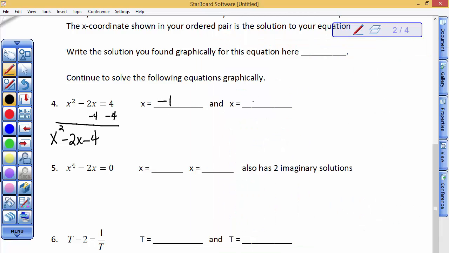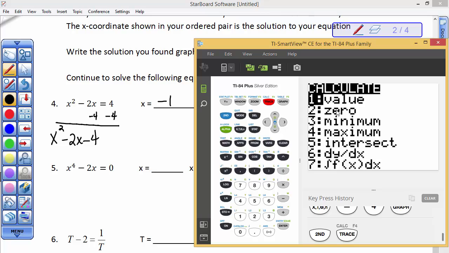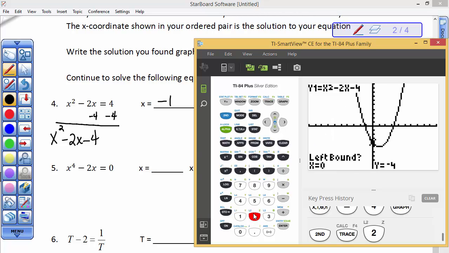Let's go back to the calculator and let's ask it to do the work for us. So second calc, and we want to find the 0, so number 2, the 0 of the function. If I'm looking for that value right there, then I have to put my cursor up here somewhere to be to the left of that spot, and it wants me to be to the left. So to go there, I have to arrow to the left. Notice I'm hitting the arrow button.